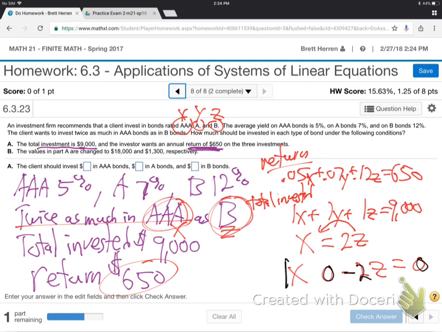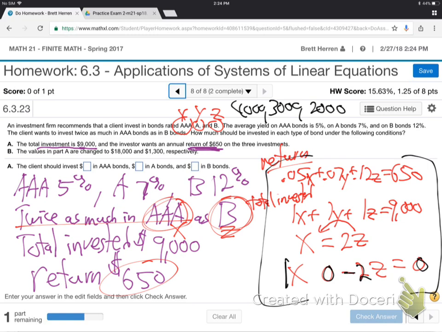And then just put that matrix in your calculator and hit RREF. What was the answer? Wasn't it 4,000, 3,000, 2,000? That was for RREF. So it's just 0.05, 0.07, 0.12, 650, 1, 1, 1, 9,000, and 1, 0, negative 2, 0, typed into your calculator. RREF. Is that okay?